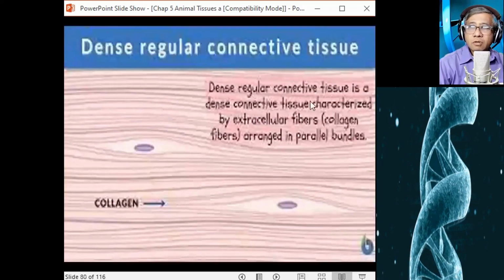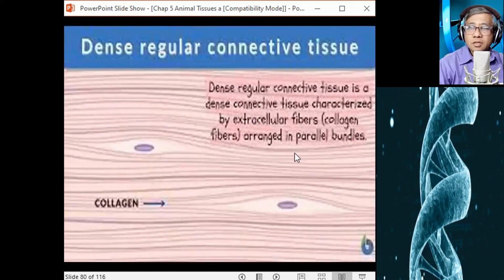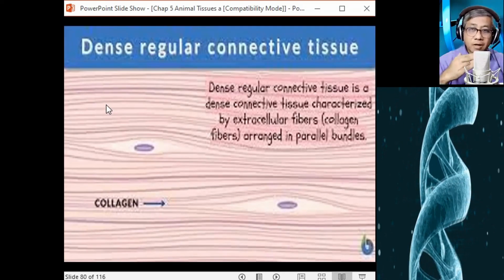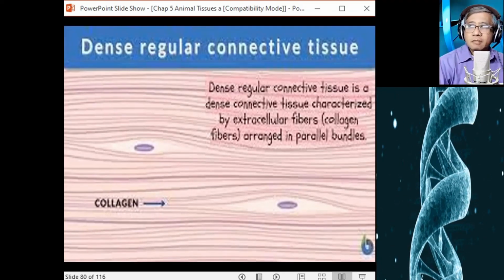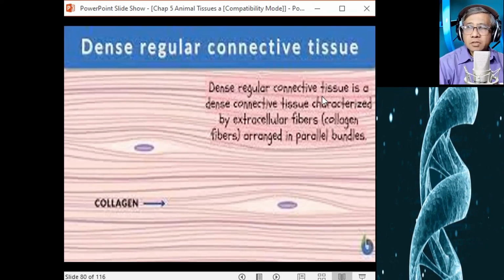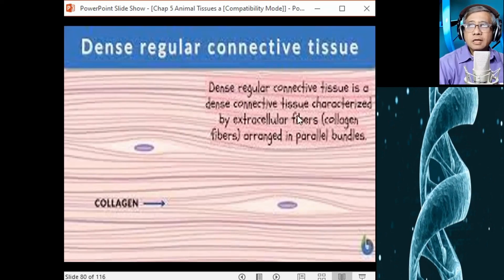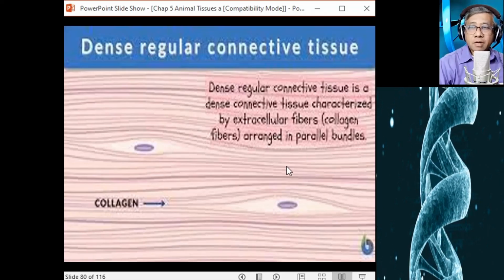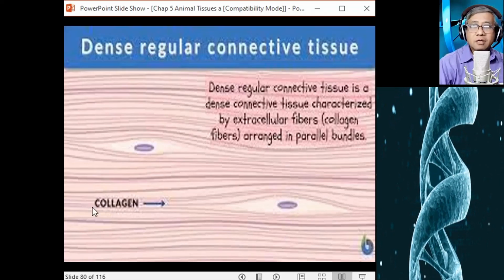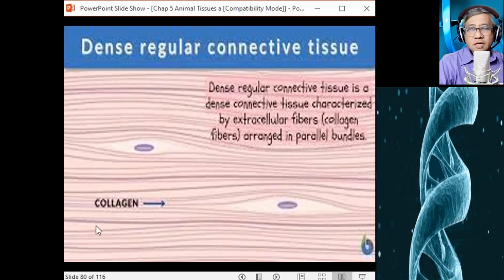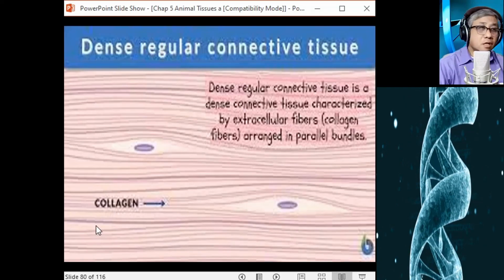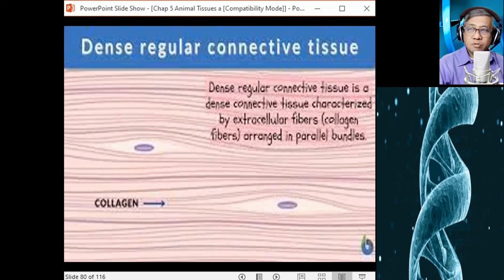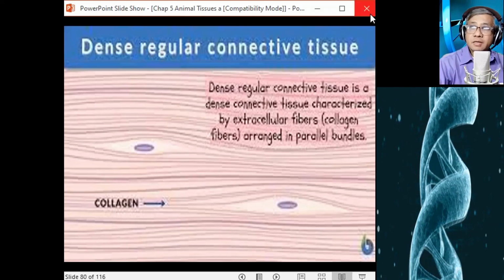So as you could see here, the collagen fibers run parallel to each other, hence the term regular. Regular meaning the fibers are parallel in one direction. So the dense regular connective tissue is a dense connective tissue characterized by extracellular fibers, yung collagen, arranged in parallel bundles, hence the term dense regular. So this is evident in our tendons and ligaments. Tendons connect muscle to bone, and ligaments connect bone to another bone. Sa mga joints to makikita.